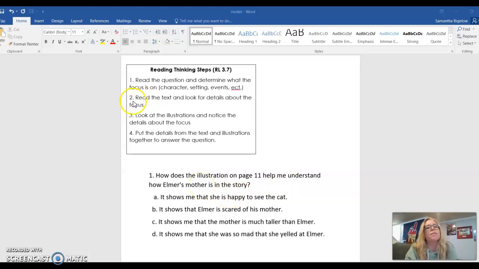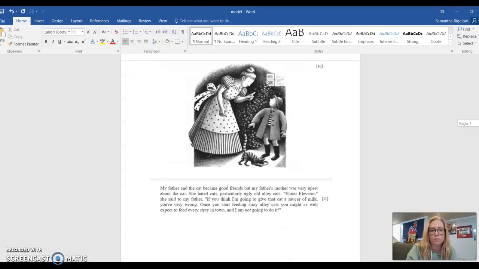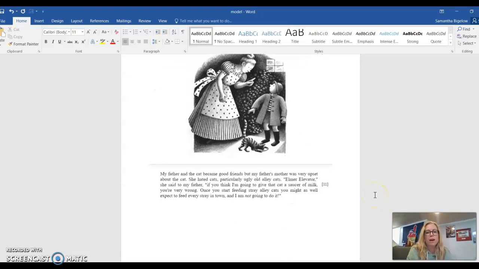So I'm going to go up to step 2. Read the text and look for details about the focus. So I'm going to scroll down and I'm going to read the words from this chapter, and my focus is Elmer's mother. My father and the cat became good friends, but my father's mother was very upset about the cat. She hated cats, particularly ugly old alley cats. Elmer Elevator, she said to my father, if you think I'm going to give you that cat a saucer of milk, you're very wrong. Once you start feeding stray alley cats, you might as well expect to feed every stray in town, and I am not going to do it.